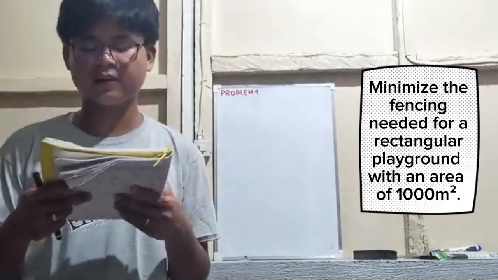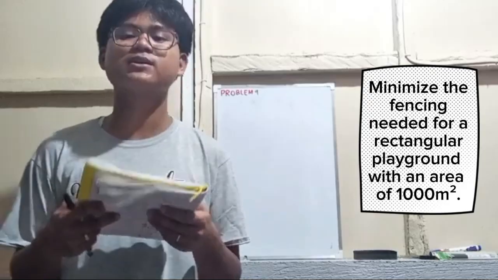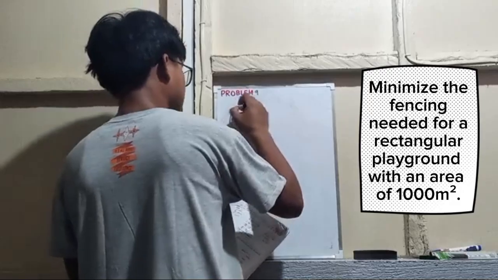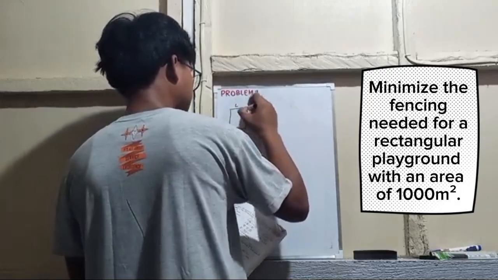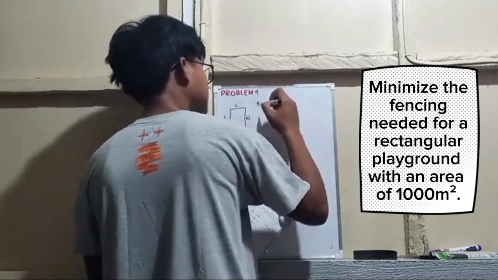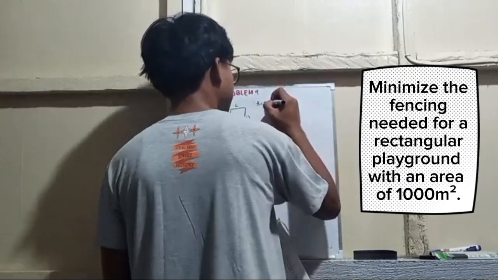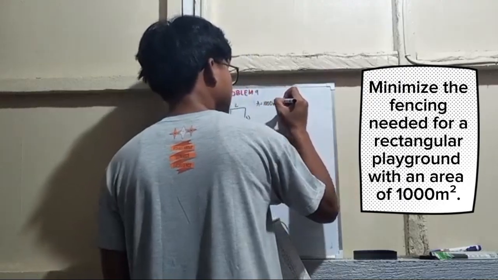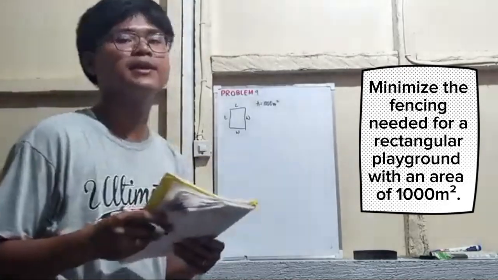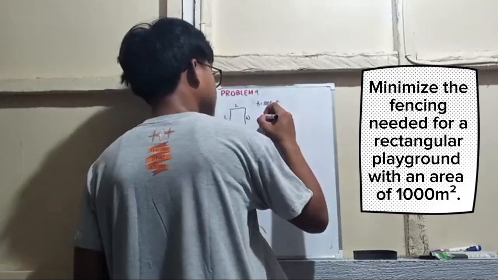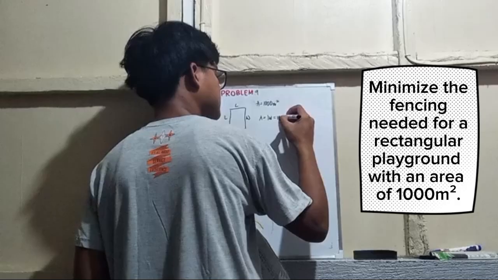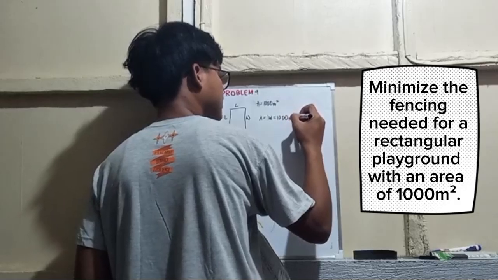Minimize the fencing needed for a rectangular playground with an area of 1,000 square meters. So first we'll draw the problem. So, a rectangular playground, L, W, L, W. And our given in this problem is the area as 1,000 square meters. So we all know that in getting the area of a rectangle, the formula is L times W. We'll equate this with 1,000 square meters.